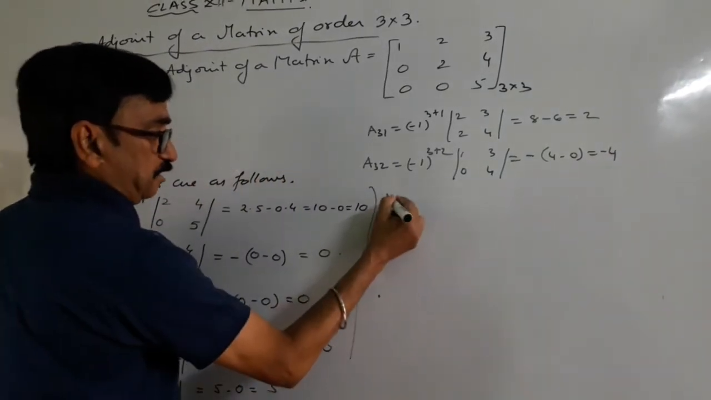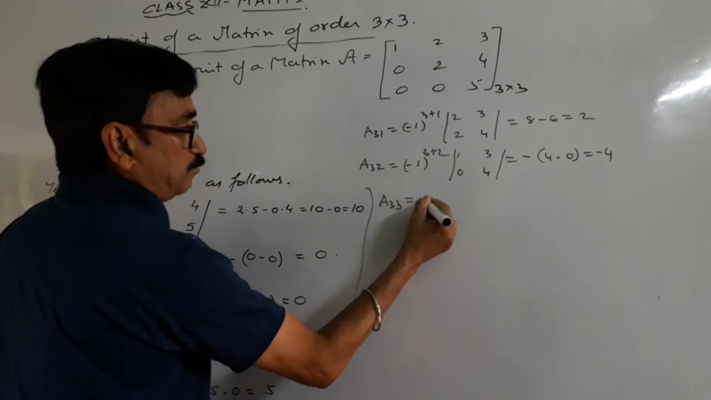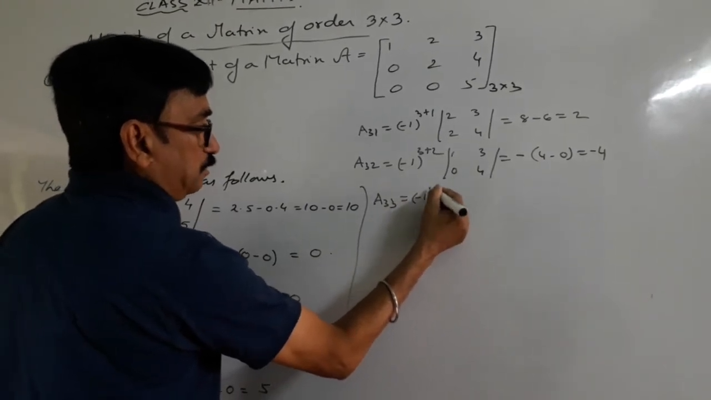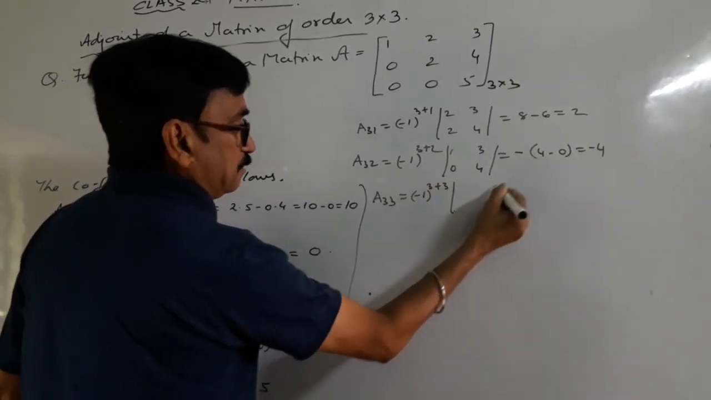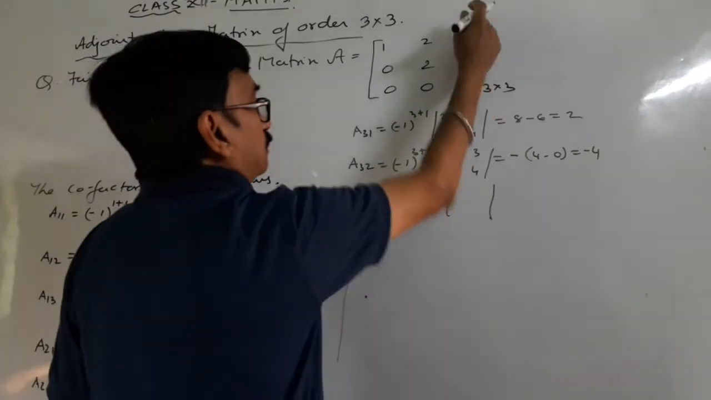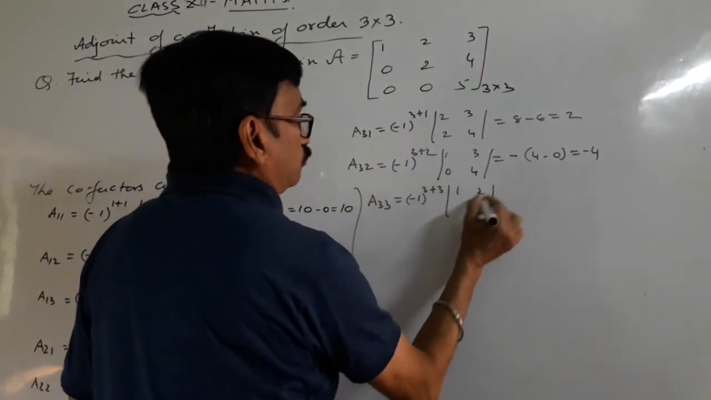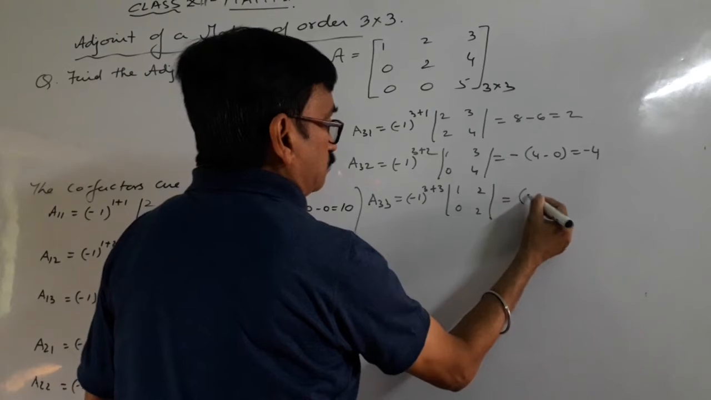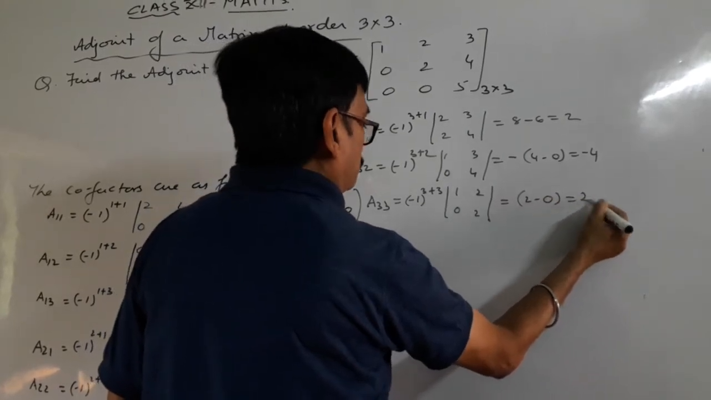Now comes A33, that is minus 1 to the power 3 plus 3. We have the third row and third column deleted. Now 1, 2, 0, 2, which becomes 2 minus 0, equals 2.